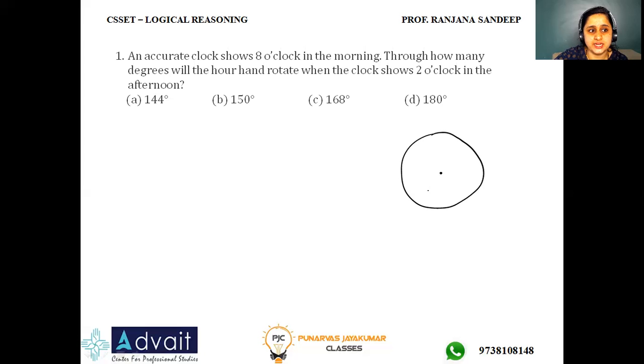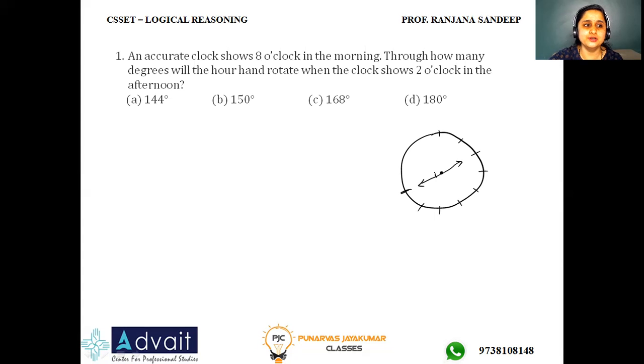So when I say 8 o'clock, this is 12, 1, 2, 3, though it is not accurate, it's fine. 4, 5, 6, 7, 8. So that's it. This is 8 o'clock, so the hour hand will be here. This will be the position of the hour hand at 8 o'clock in the morning. And at 2 o'clock in the afternoon, what will be the position of the hour hand? It will be at 2, correct?